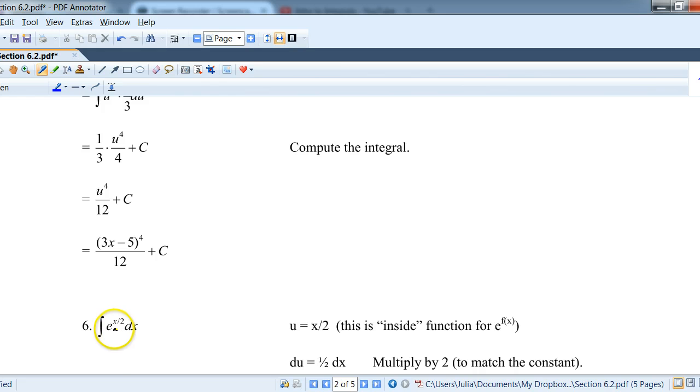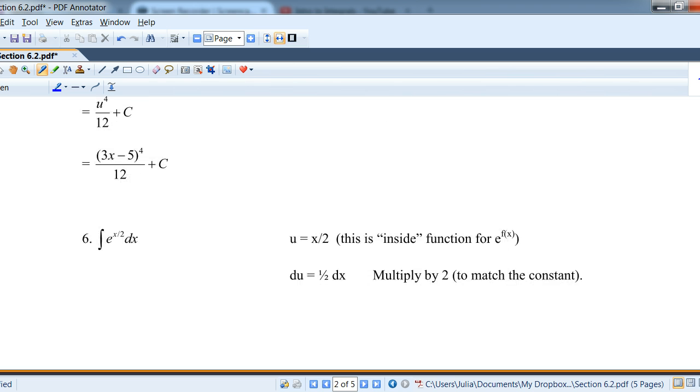We can try the same thing with e. Now, if you have e, if you recall with chain rule, usually the inside function is the exponent. Let's call it x over 2. So u equals x over 2. What is the derivative? That's du equals the derivative of x over 2, which is basically a half, or 1 over 2, and then times dx. Don't forget to multiply by dx.